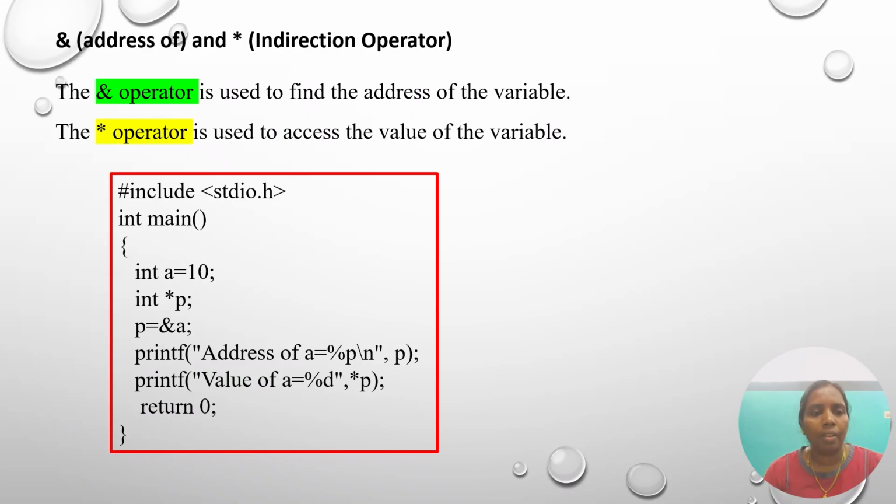Next, from the previous two slides, we can understand that the ampersand operator is used to find the address of the variable, and the asterisk operator is used to access the value of the variable.